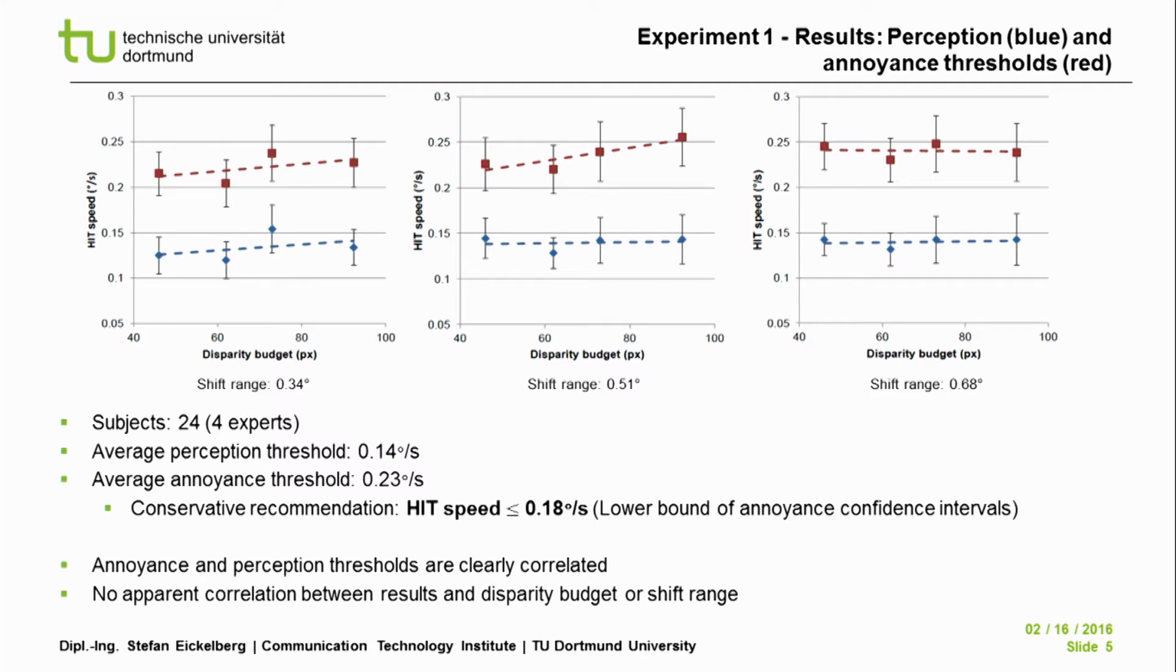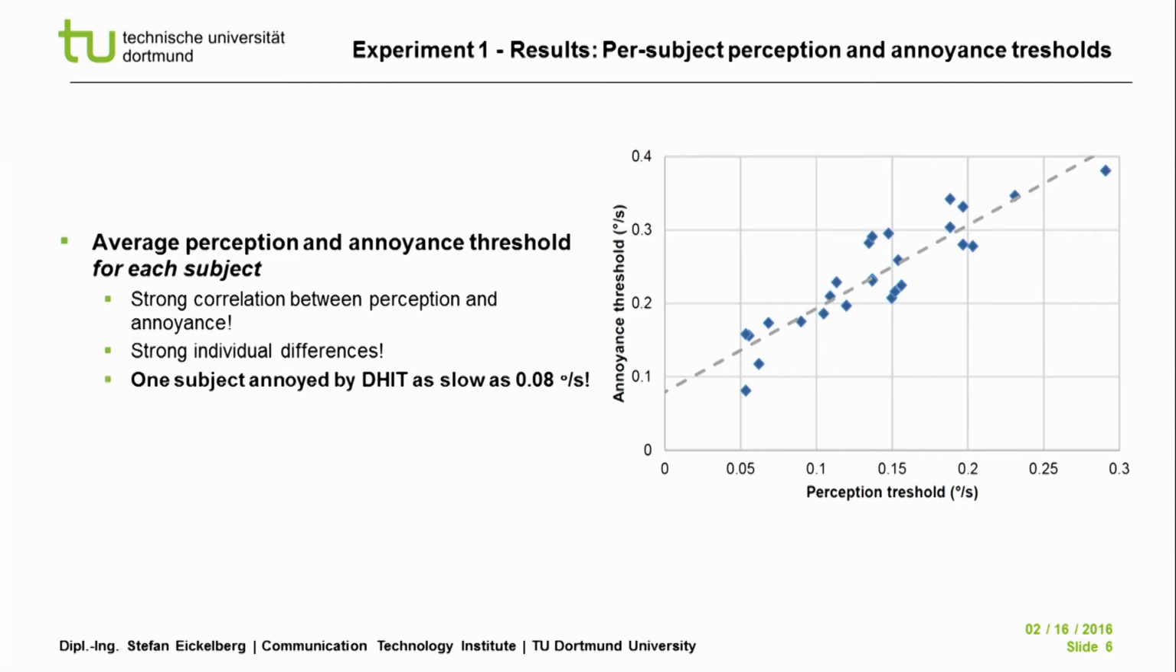However, there's a certain problem in that the perception of the DHIT is very individual. Here we have calculated the perception and annoyance thresholds for each subject separately. Once again, we see the strong correlation between the perception and the annoyance threshold, but we also observe these strong individual differences. For example, this guy over here was annoyed by speeds as low as 0.08 degrees per second, whereas this guy here couldn't care less.